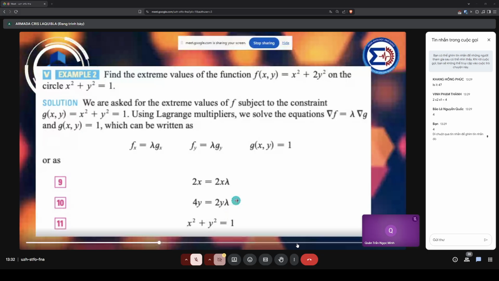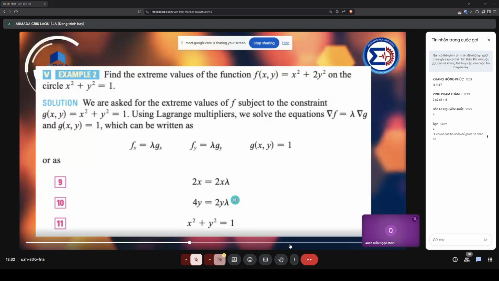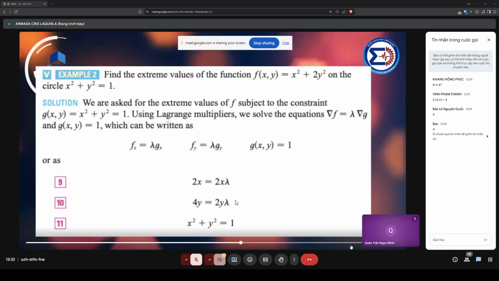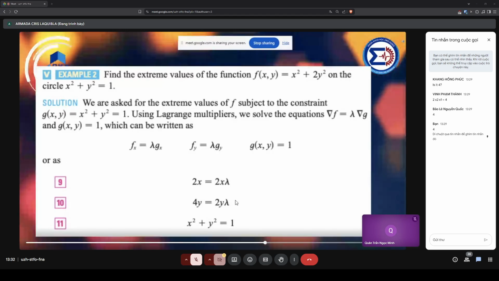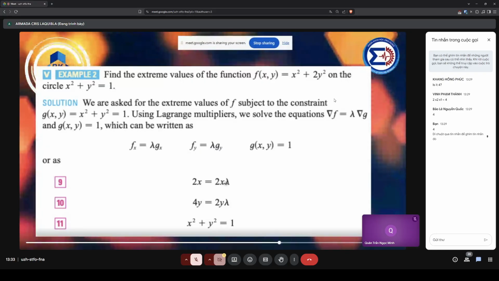On the other side, it becomes 4y minus 2y is equal to 0. 4y minus 2y is equal to 2y. So 2y is equal to 0. Divide both sides by 2, so we have y is equal to 0 from equation 10.